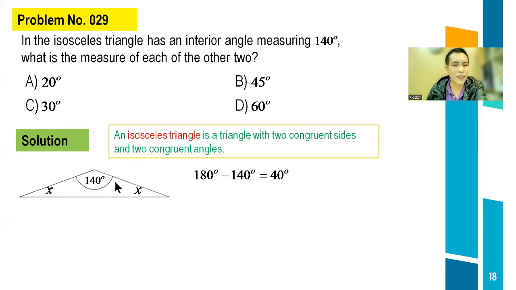So that's 180 minus 140, that's 40. You divide that by 2, so 20 degrees. The remaining angle of the isosceles triangle is 20 degrees. Now, there are two 20-degree angles. So 20 plus 20 is 40, plus 140, that's 180 degrees. The correct answer is letter A.